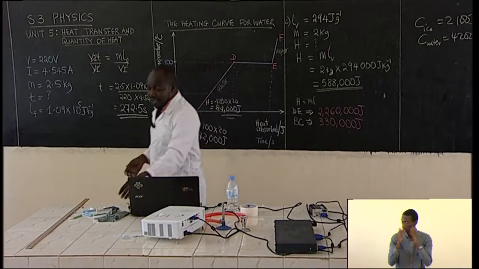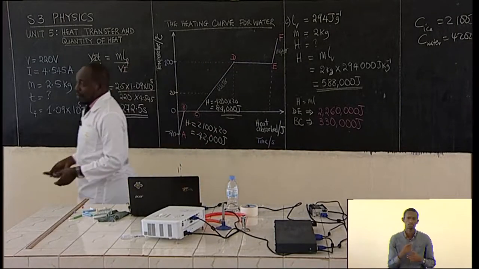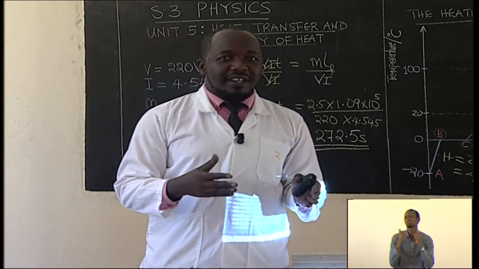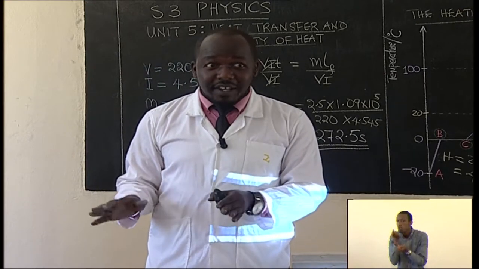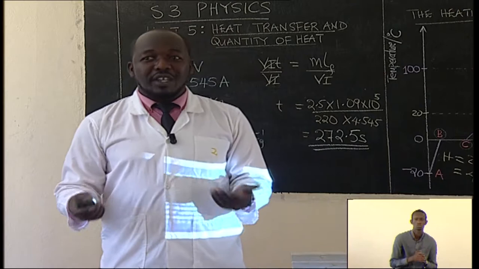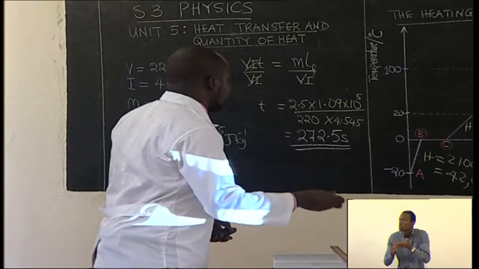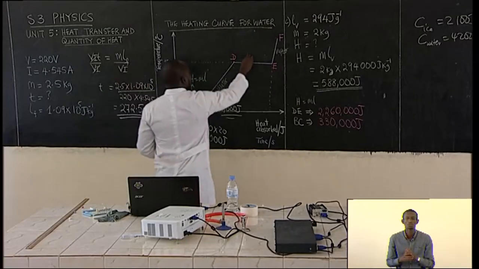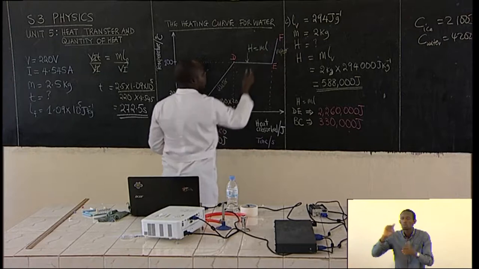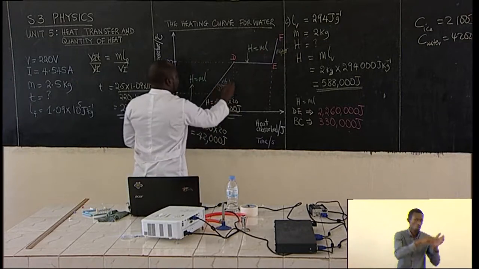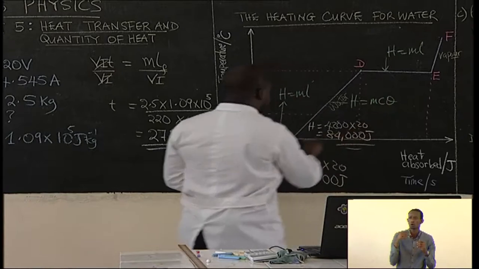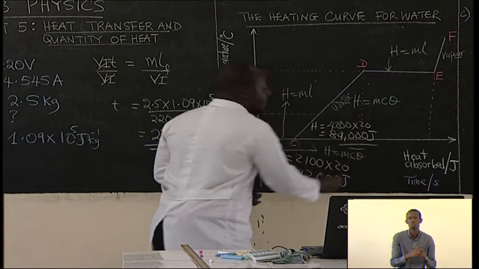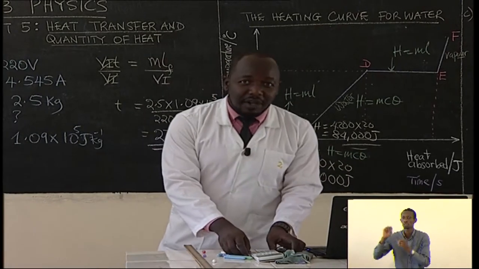So members, as I told you before, remember our objective was being able to sketch the heating curve and the cooling curve of a substance. We have done that, and being able to know where to apply them. As you can see from this graph, at this point here, we apply H equals ML. Even here, we apply H equals ML. But here, when temperature is changing, we apply H equals MC theta. Even here, when the temperature is changing, we also apply H equals MC theta. So I hope we have met all our objectives.